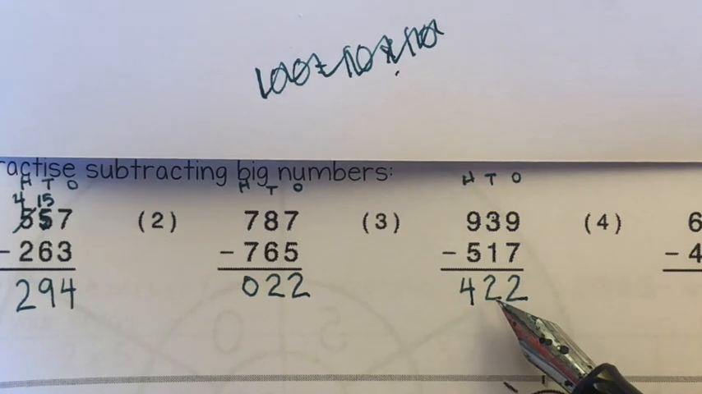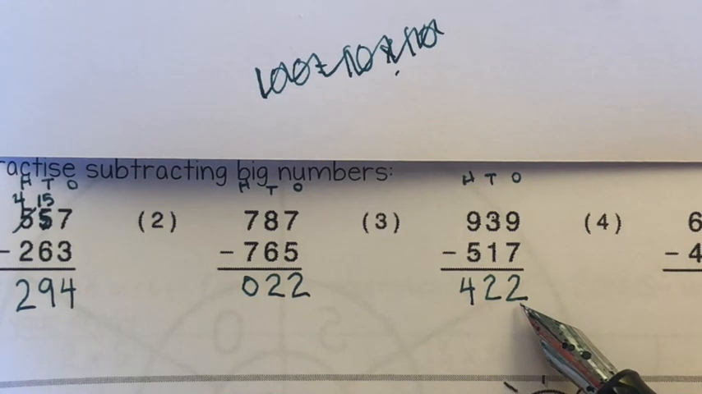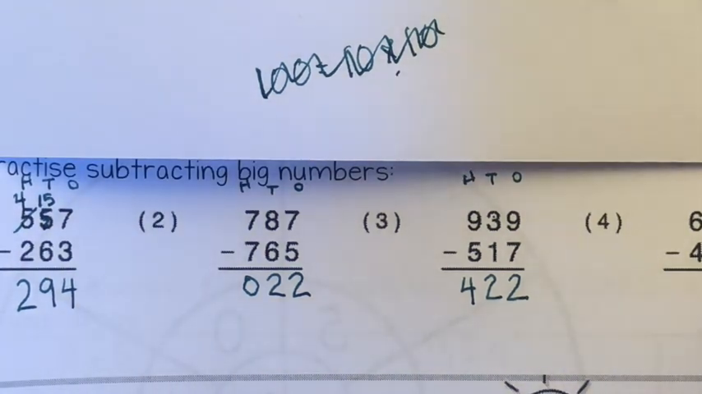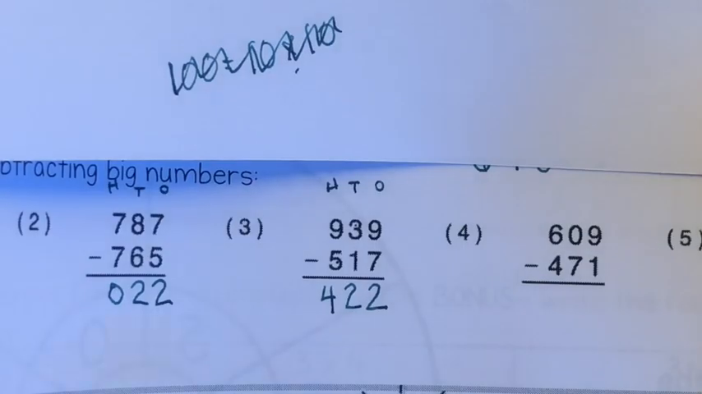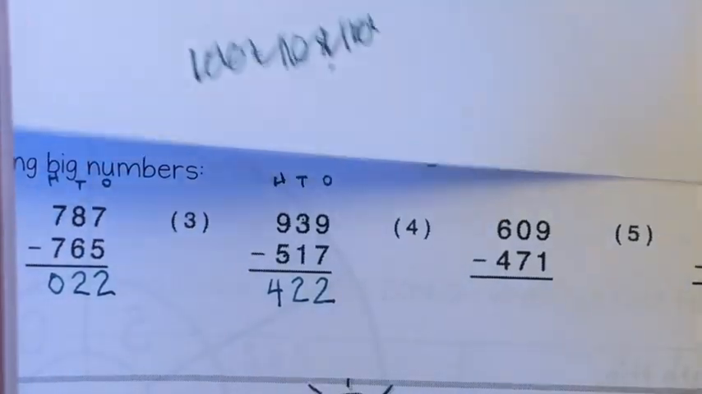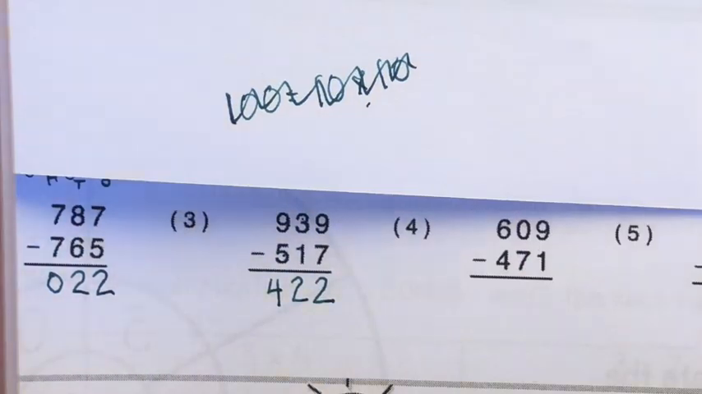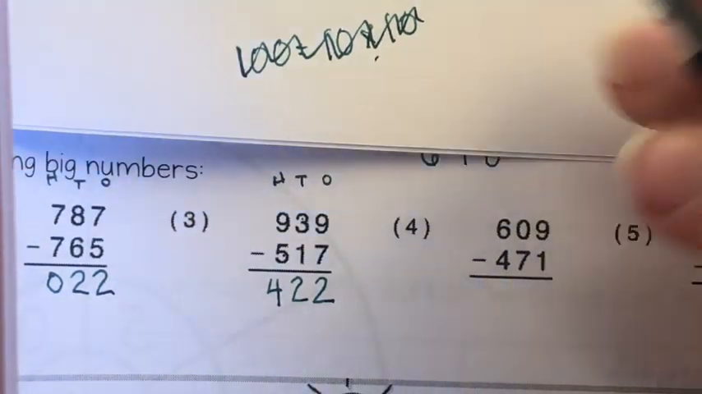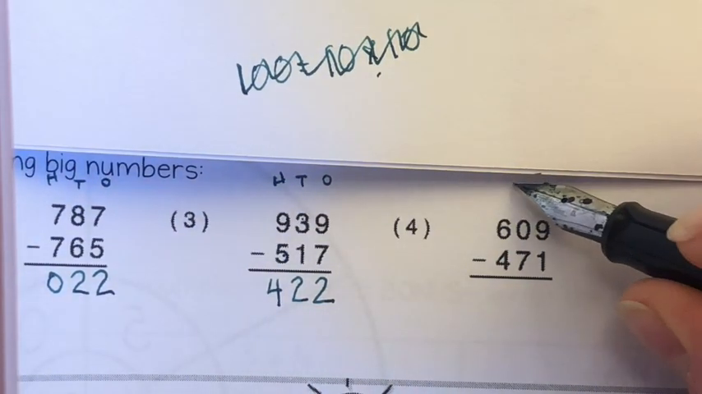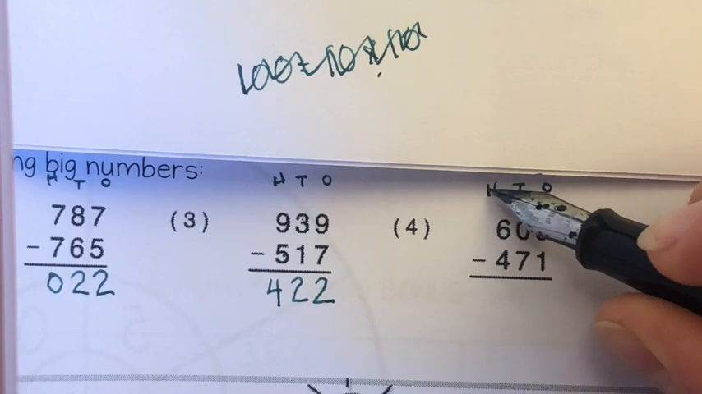I have 400s, 2 tens, which is 20, and 2 ones. Okay, on to the next one, and I see with the next one, I am going to have to do some borrowing and regrouping. So we will practice this together. I'm going to start with my ones, move on to my tens, then work on my hundreds.